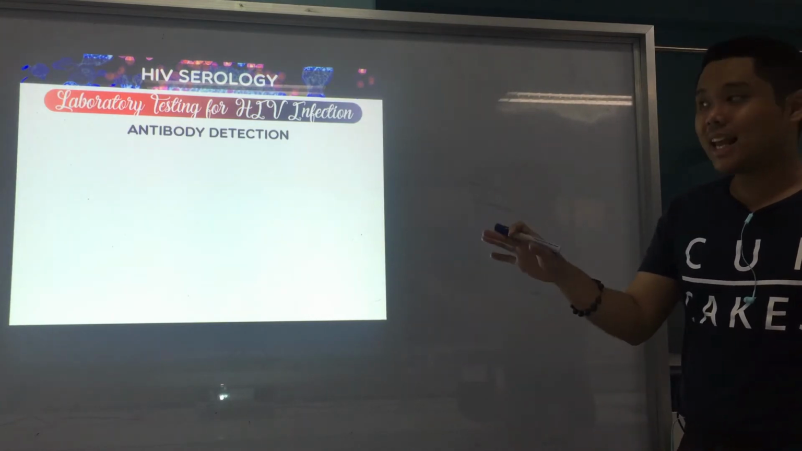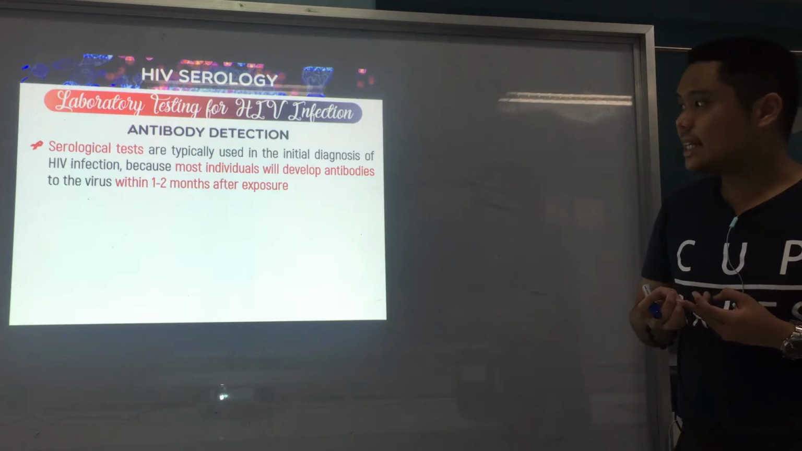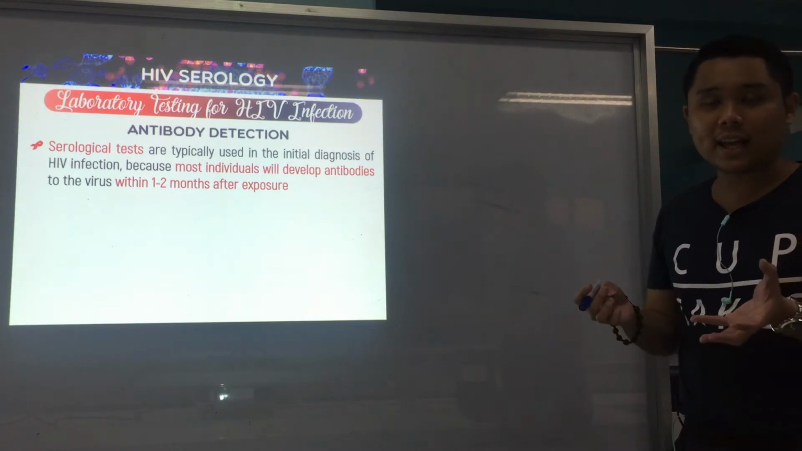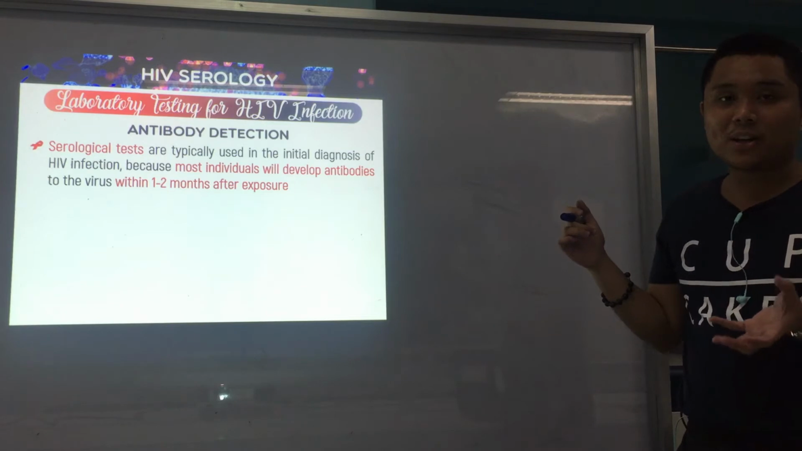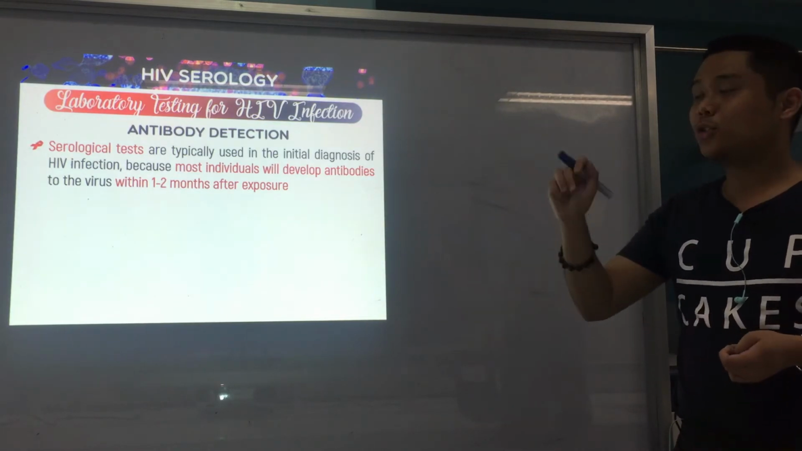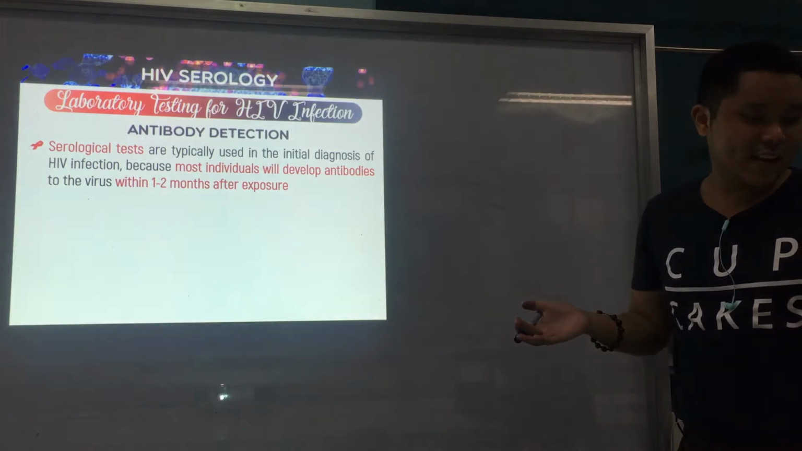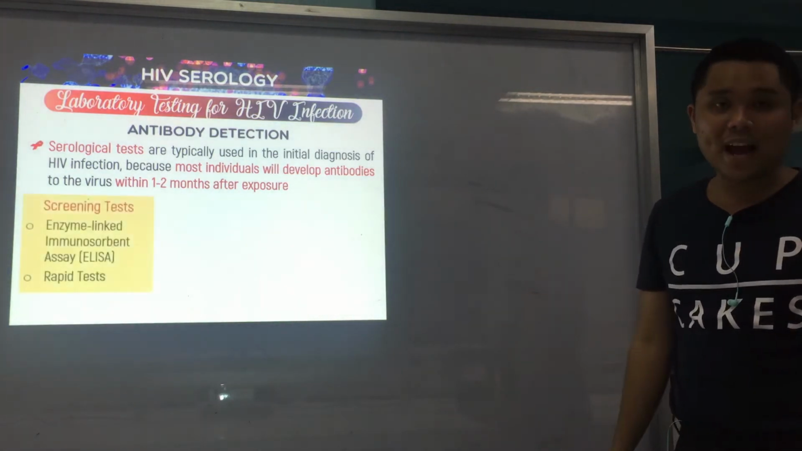So we go now to the different tests to detect antibody to HIV. Serological tests are also used to detect antibodies to HIV because most individuals will develop antibodies 1 to 2 months after exposure. So very, very easy naman, no? Okay, very early din. All right, so we have 2 types.